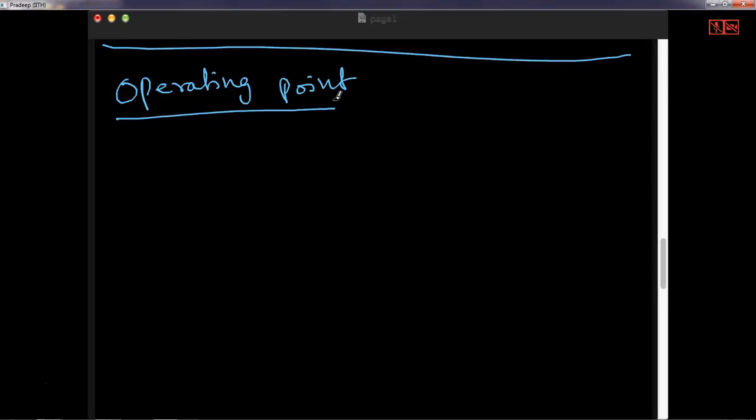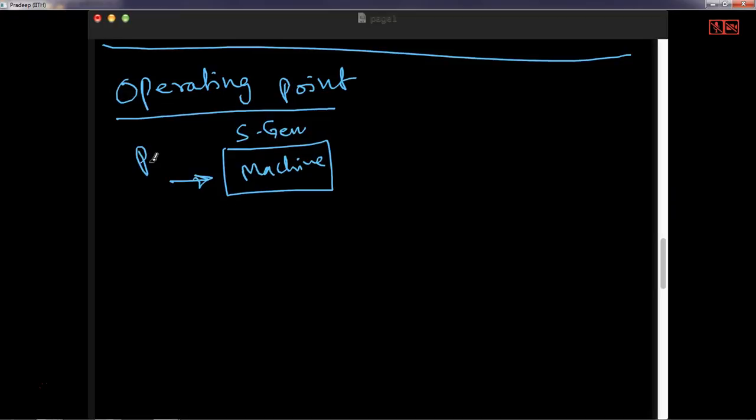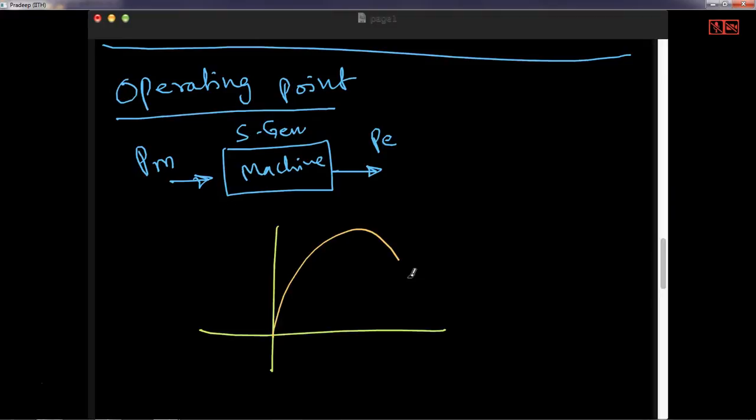So what is the operating point? You have a machine. This is actually a synchronous generator. The input is mechanical power PM, and the output is electrical power PE. The output curve is like this. This is PE, and the P max is defined here.